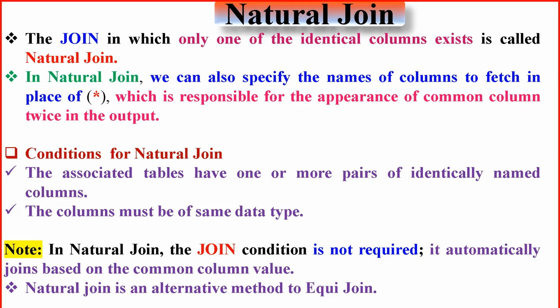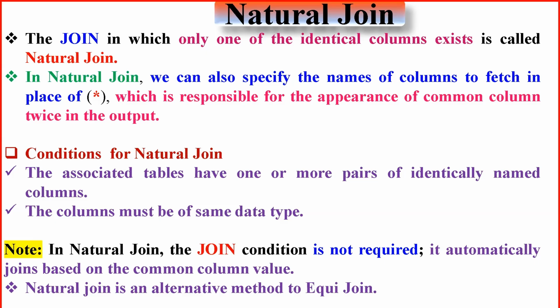Now come to the second point. In natural join, we can also specify the names of columns to fetch in place of star, which is responsible for the appearance of common column twice in the output. Listen carefully. The SQL natural join is a type of equi-join and is structured in such a way that columns with the same name of associated tables will appear only once.